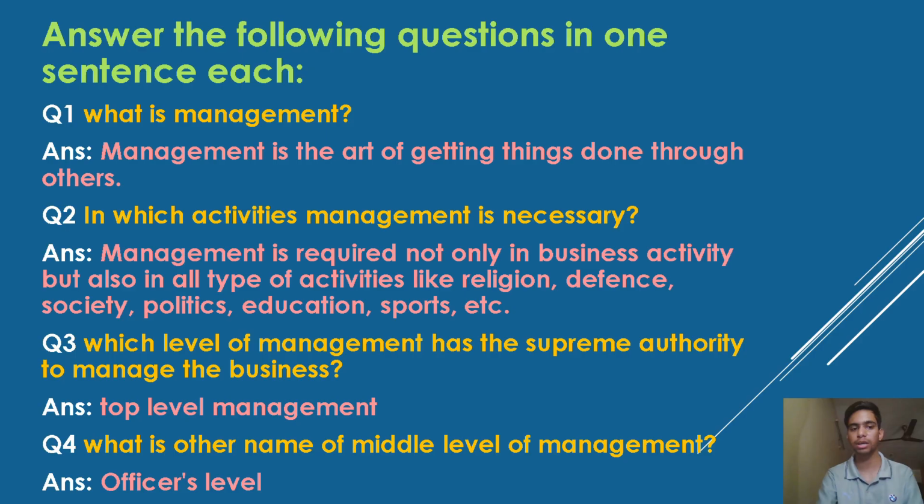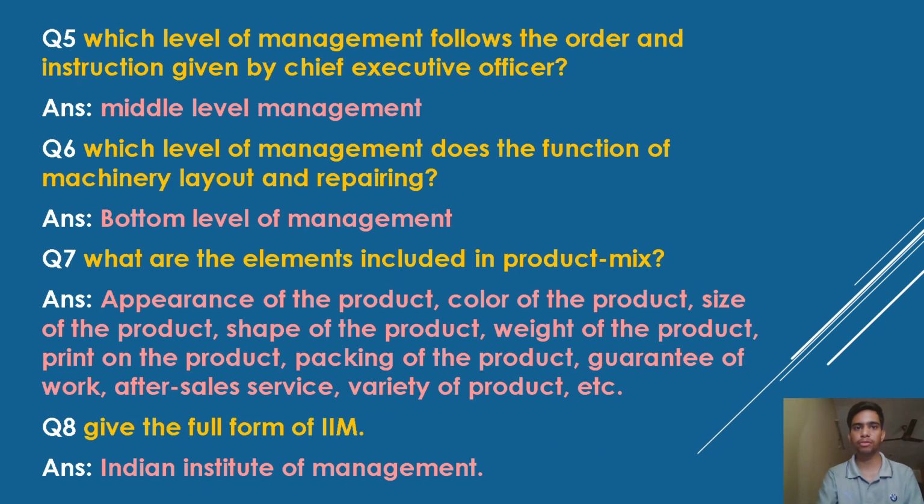Which level of management has the supreme authority to manage the business? Top level management. What is the other name of middle level of management? Officers level. Which level of management follows the order and instructions given by the Chief Executive Officer? Middle level management. Which level of management does the function of machinery layout and repairing? Bottom level of management.